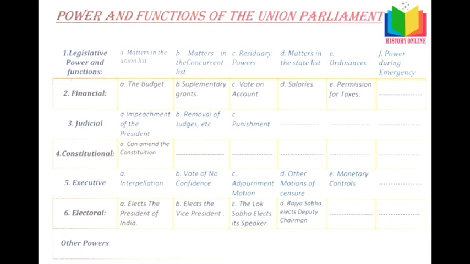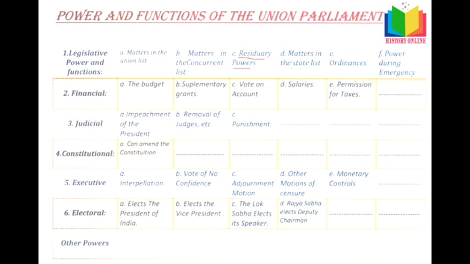Now the next point is residuary power. The parliament possesses residuary powers. It means that it can make laws with respect to all those matters which are not mentioned in any of the 3 lists: the union list, state list, and the concurrent list.